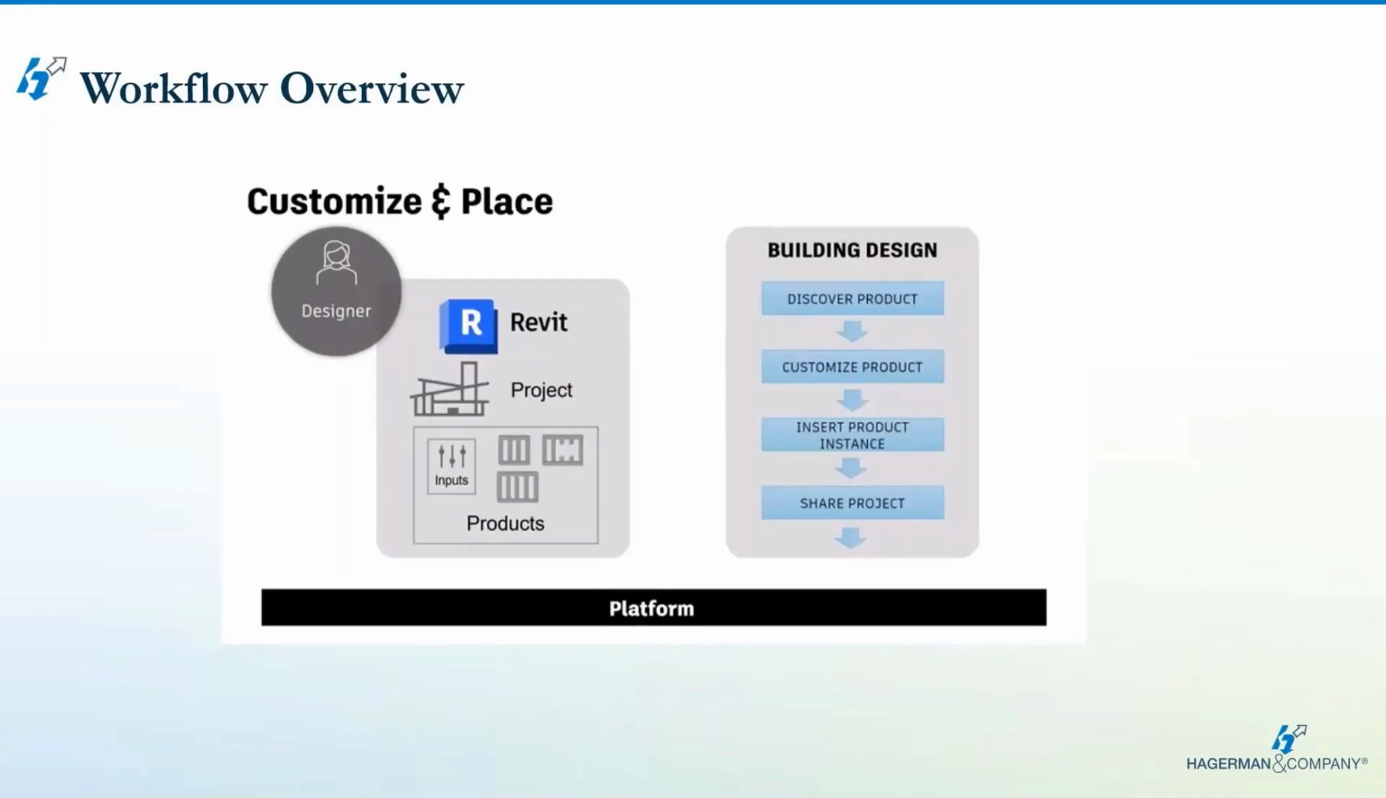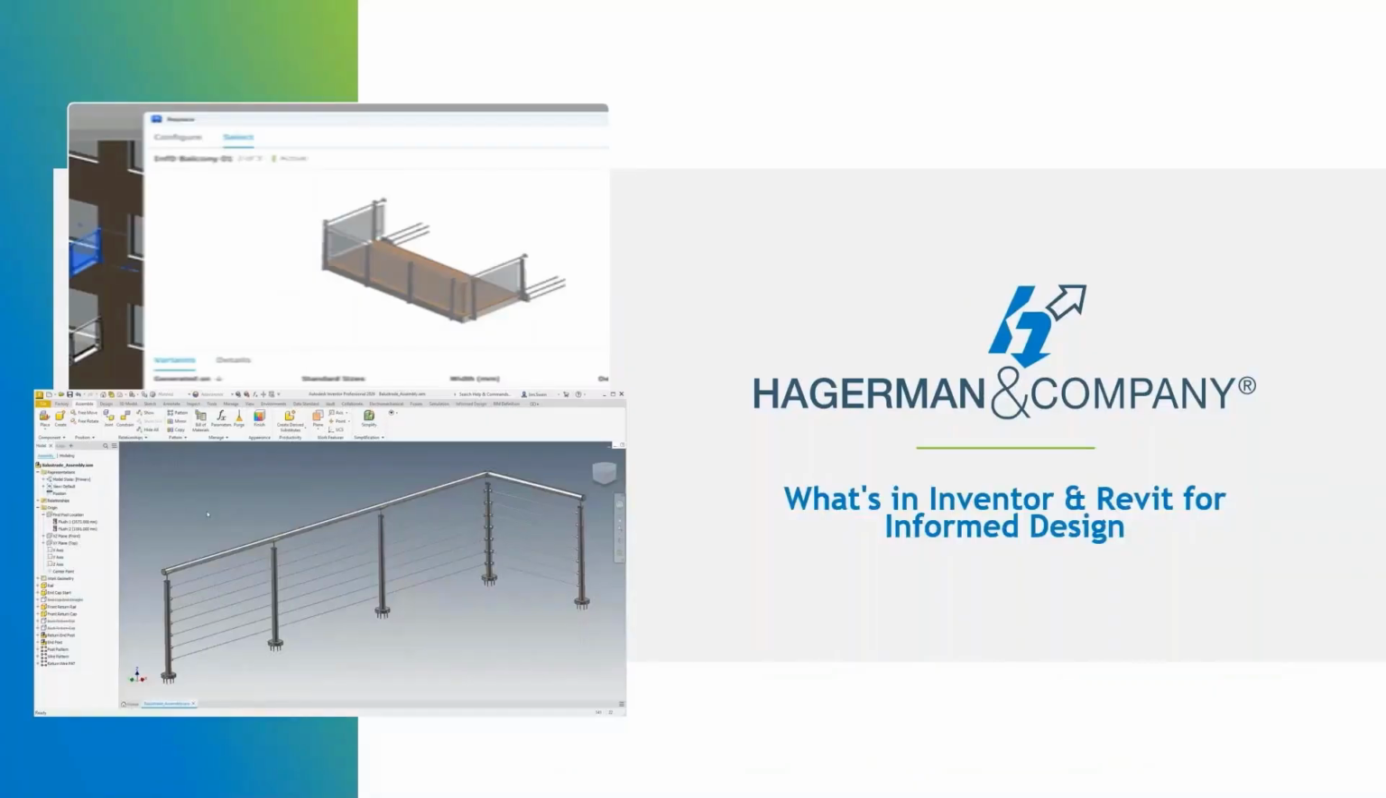So what do I do? In Revit, I simply discover those parts that have been shared, and maybe I need to customize them, maybe I don't. Customize means like use a door size or a window, left-handed versus right-handed, that sort of thing. Insert those into the model, and then of course, ultimately share that project back to all the different product people that are in the project.